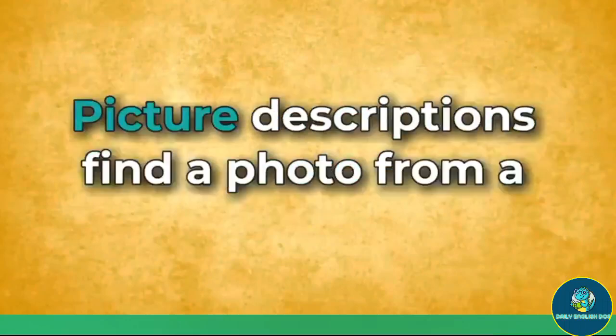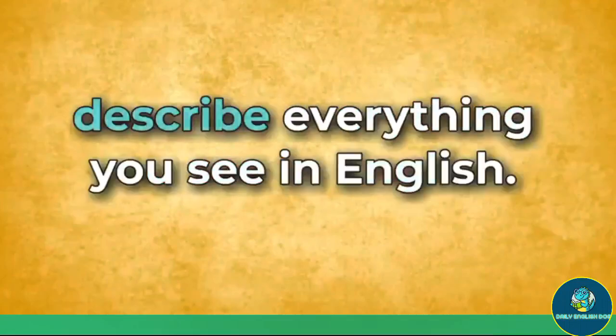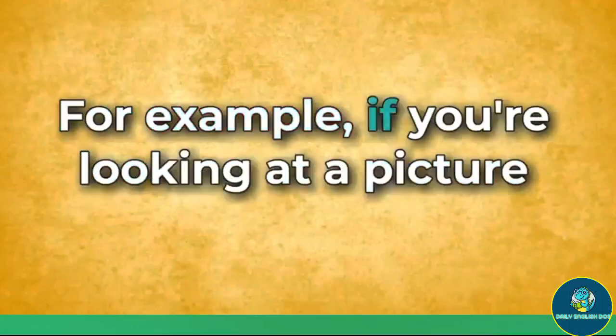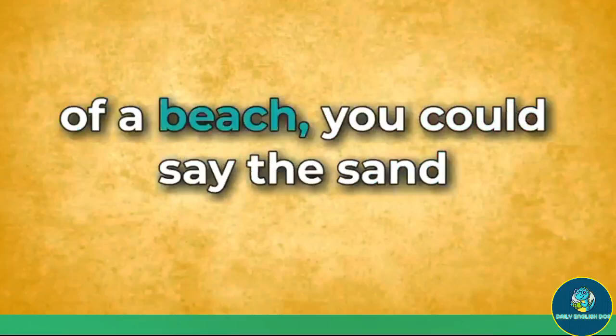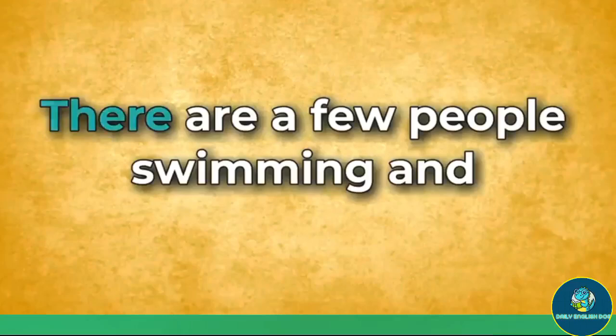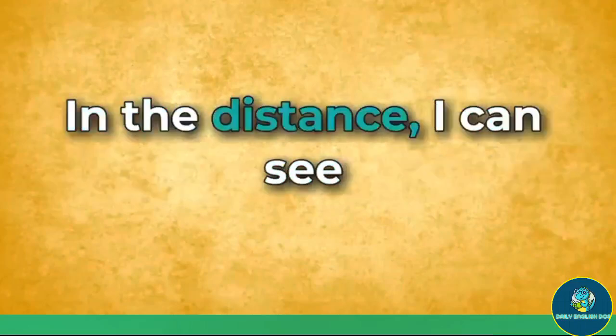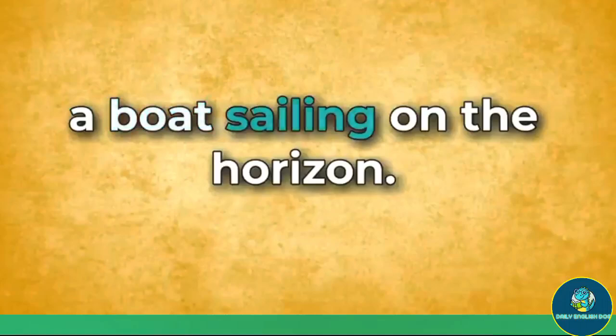2. Picture descriptions. Find a photo from a magazine, website, or your own photo album. Look at the picture closely and describe everything you see in English. For example, if you're looking at a picture of a beach, you could say, "The sand is white and the water is crystal clear. There are a few people swimming, and some children are building a sand castle. In the distance, I can see a boat sailing on the horizon."